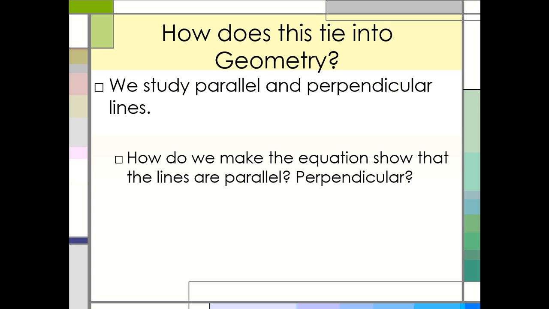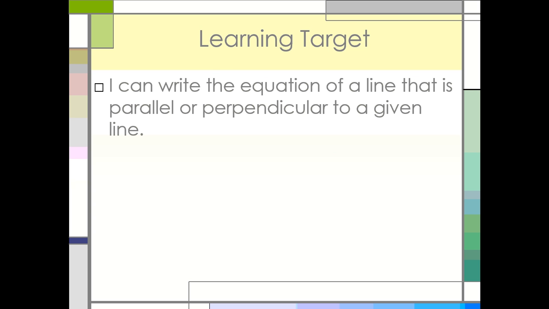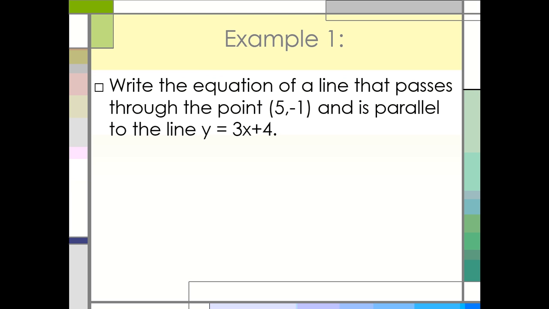So now what we're going to do is take a look at how we put those two things together. So our learning target for this one is I can write the equation of a line that is parallel or perpendicular to a given line. So if I just give you a little bit of information, you should be able to come up with the equation for a line that is either parallel to it or perpendicular.